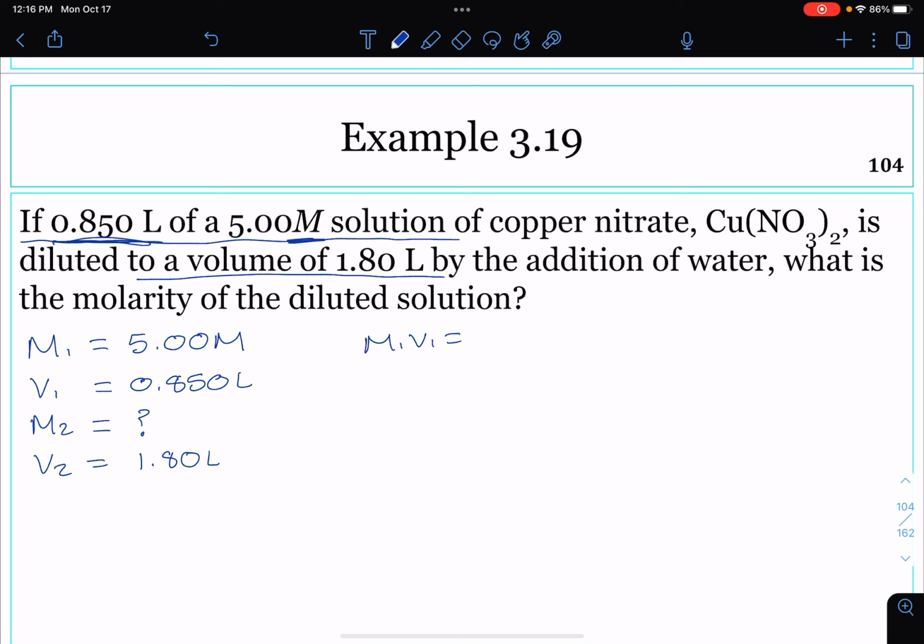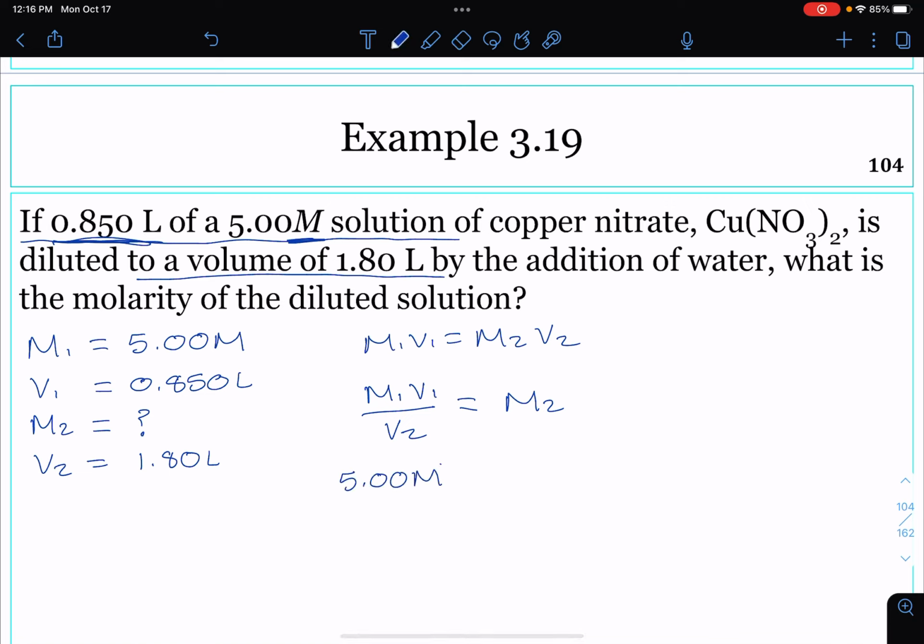Here's our original equation. If we divide V2 on both sides of the equation, then we can isolate M2 on one side of the equation, and that way we can solve for M2. So our equation then looks like this. M1V1 divided by V2 is equal to M2. Now we plug in all of the numbers that we have.